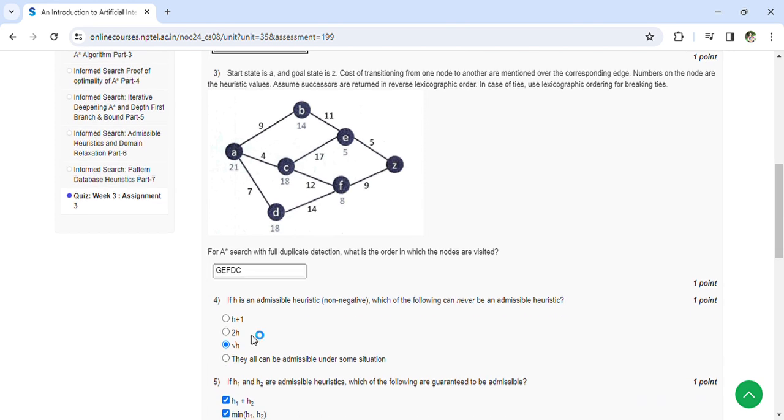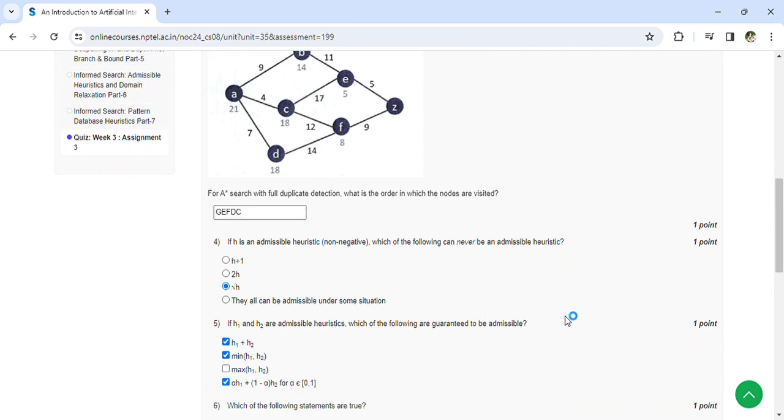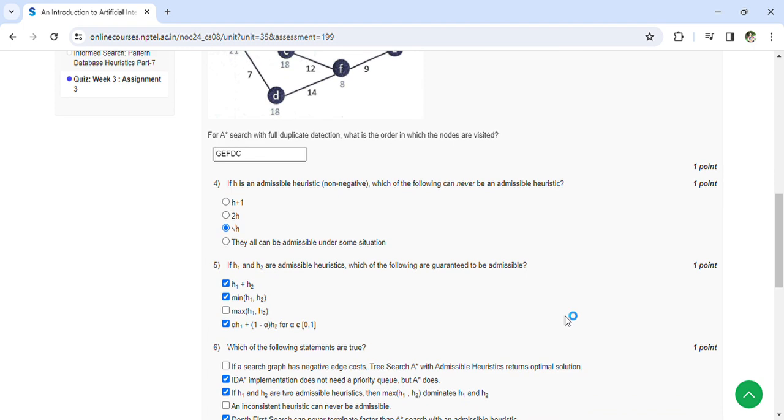Next. If H is an admissible heuristic, which of the following is never admissible heuristic? That is square root of H. Coming to the fifth question, if H1 and H2 are admissible heuristics, which of the following are guaranteed to be admissible? So the options are H1 plus H2, minimum of H1 comma H2, and alpha H1 plus (1 minus alpha) H2 for alpha belongs to 0 comma 1.